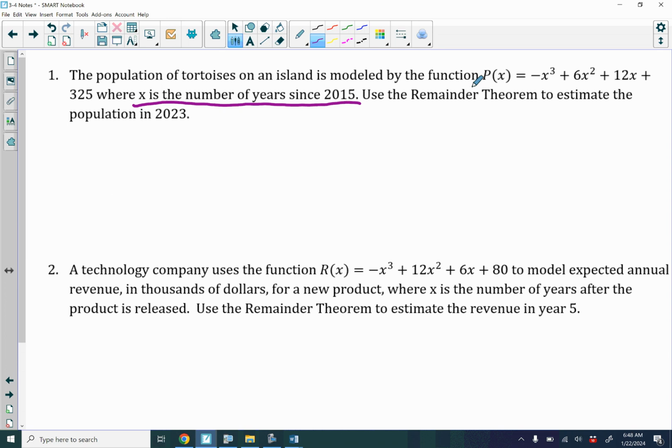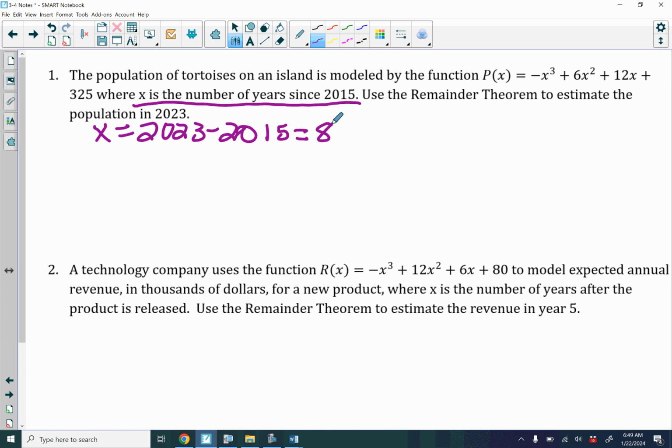When we do this, as stated, x is the number of years since 2015. Notice they don't give us the x minus a. Instead, we have to find what that a value is. To get that, we take 2023 and determine how far that is from 2015, because x is the number of years since 2015. That is 8. So our x value here is 8.